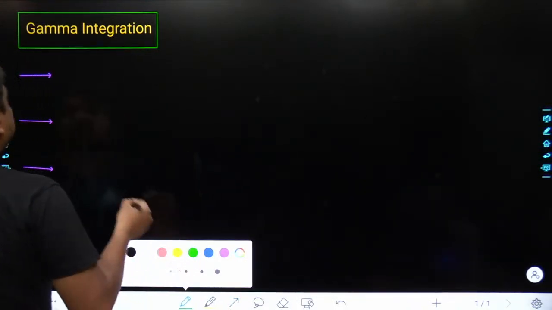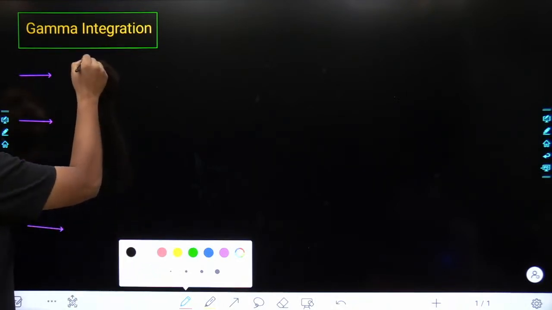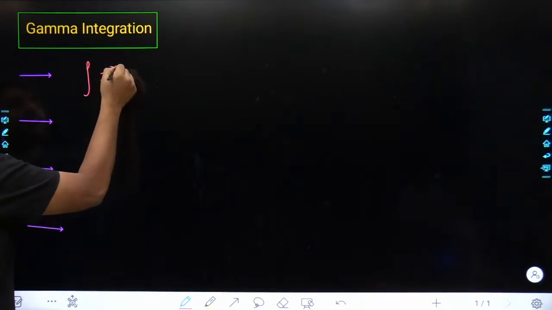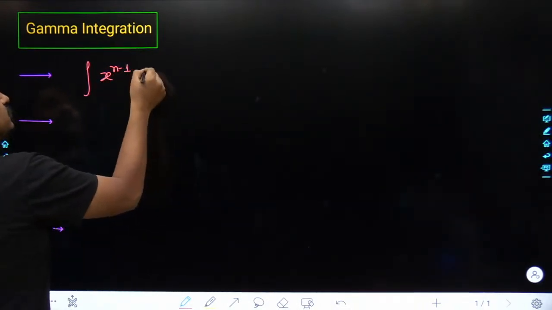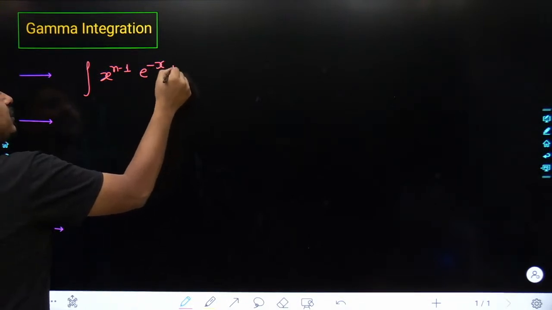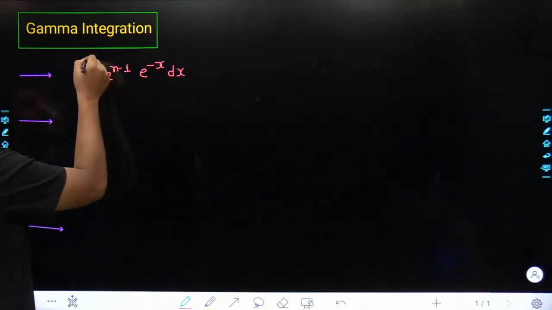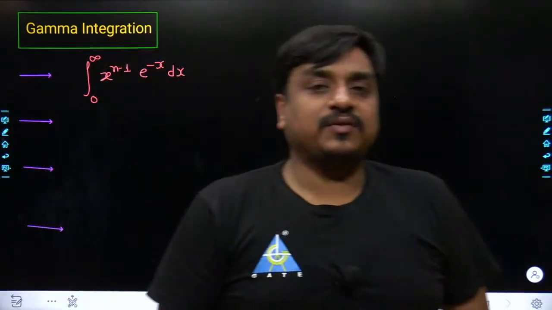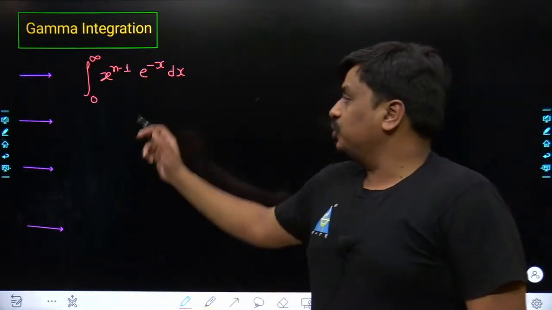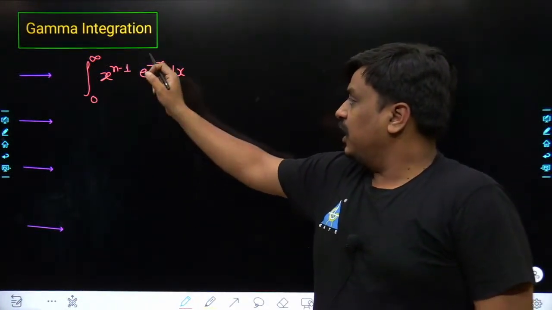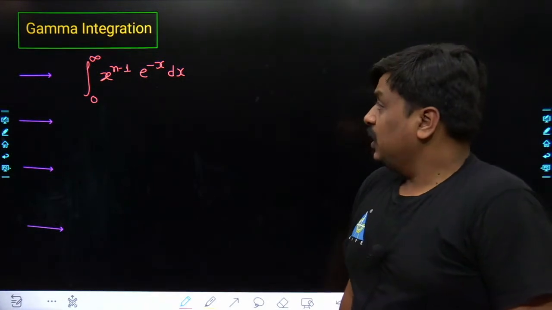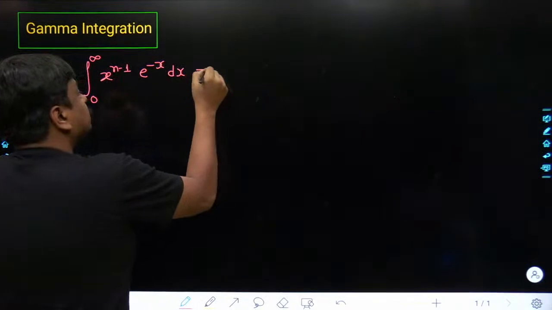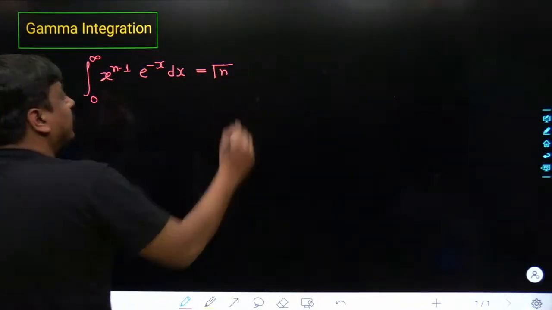So as far as the gamma integration is concerned, its basic structure is: x raised to the n minus 1, e to the power of minus x dx, where the limit starts from 0 and goes till infinity. So the gamma integration is the integral from 0 to infinity of x to the power of n minus 1, e to the power of minus x dx, and that is equal to gamma of n.